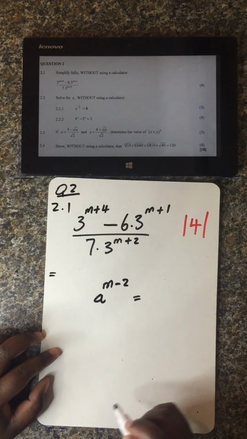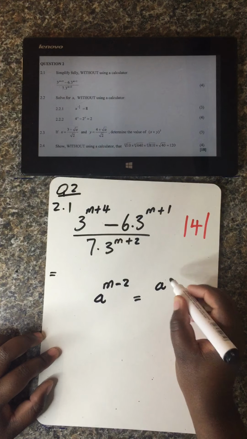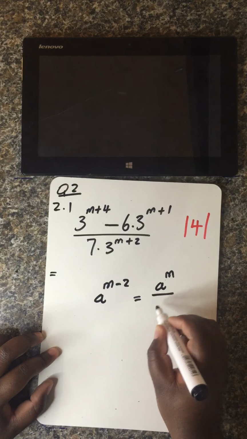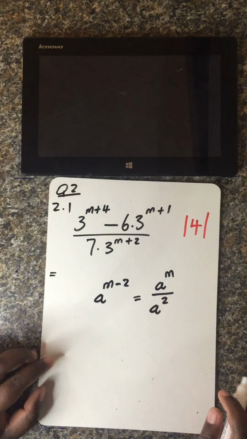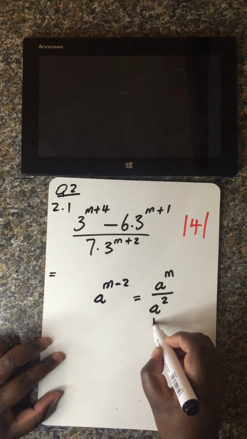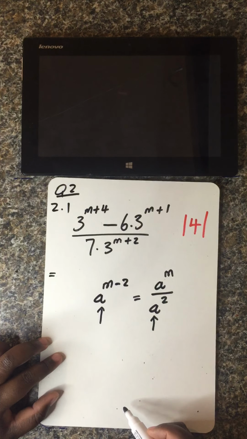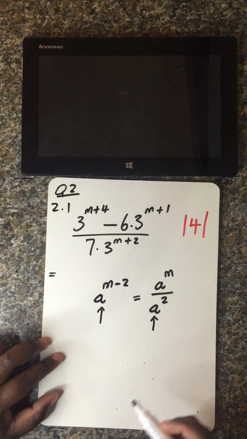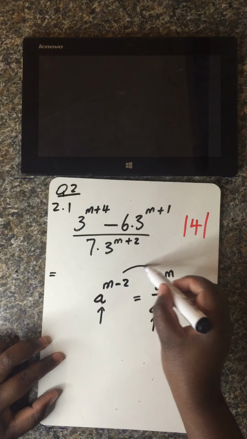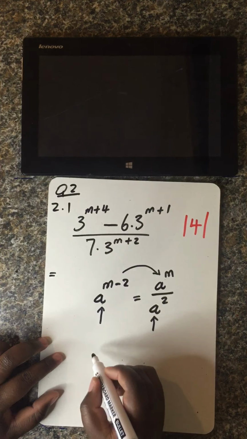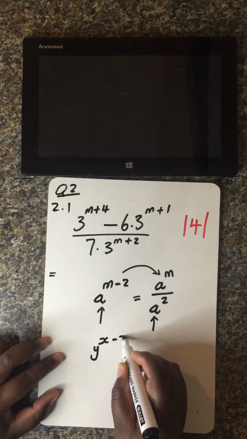Ladies and gentlemen, very important. If you have a minus there, it means you have a to the exponent m over a to the exponent 2. Remember, either you are given something like that or you're given something like this. So it's very important that you understand that for this to be like that is because it was something like that. For example, y to the exponent x minus, let's say, z.